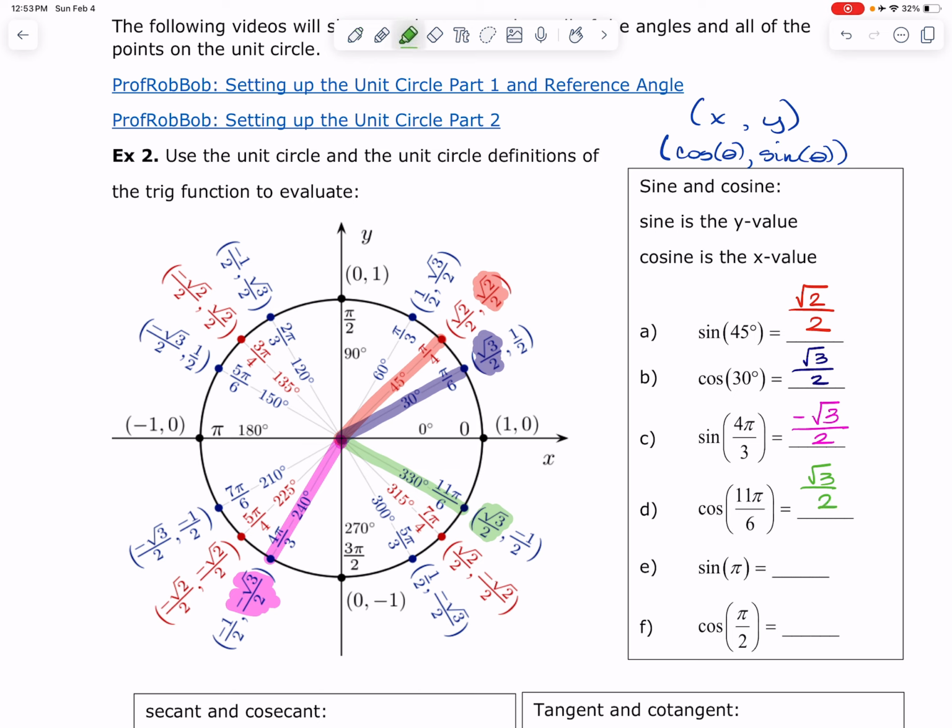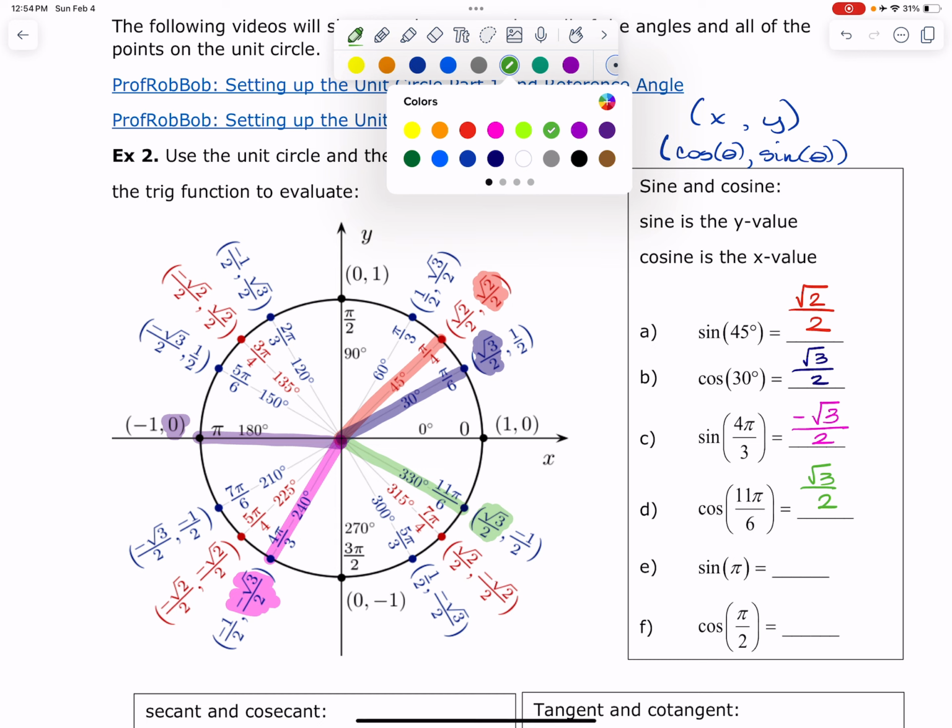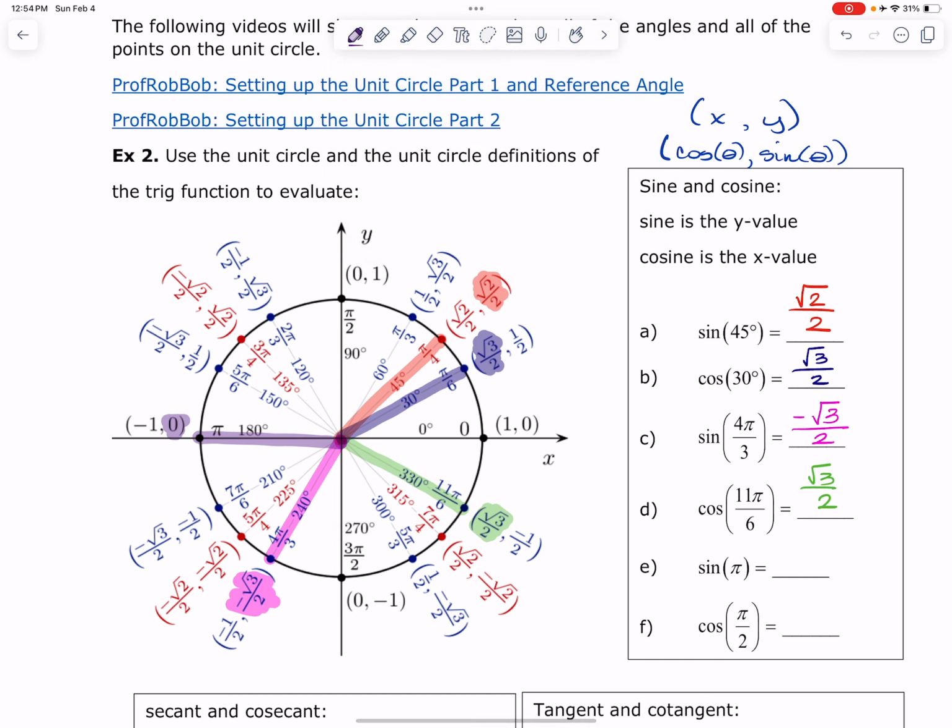Sine of pi. Here's pi. Sine is the y value. So the sine of pi is 0. And then cosine of pi over 2. Here's my pi over 2. Cosine is my x value. So the cosine of pi over 2 is also 0.